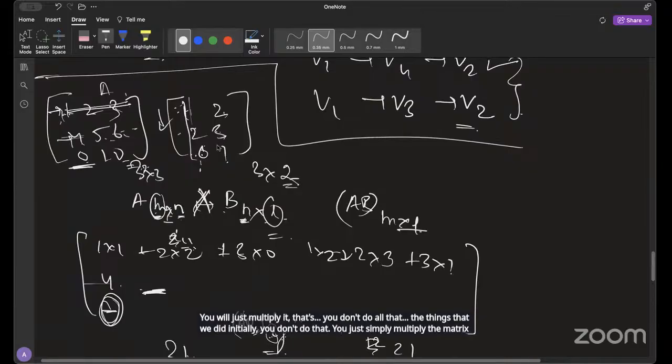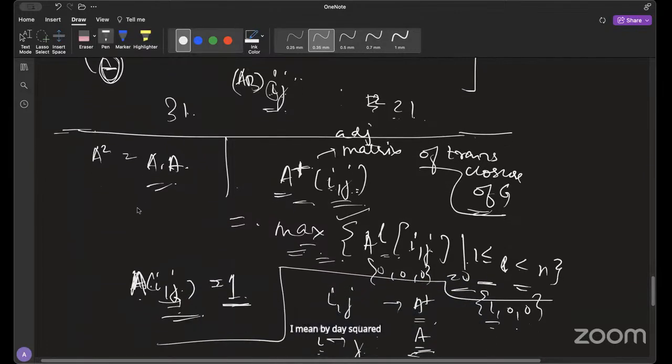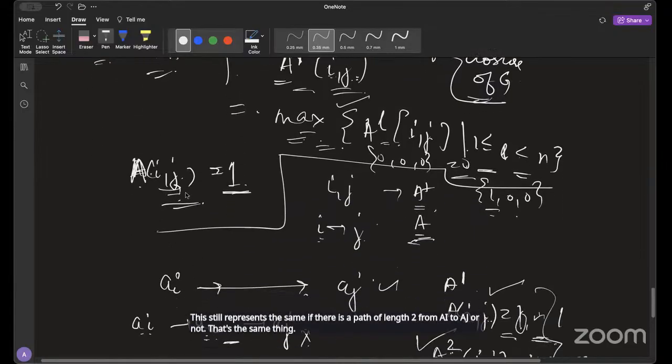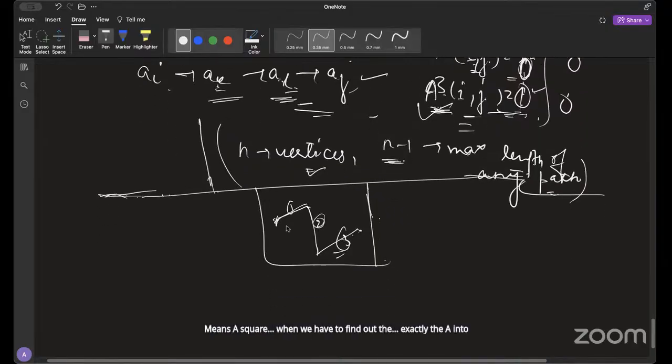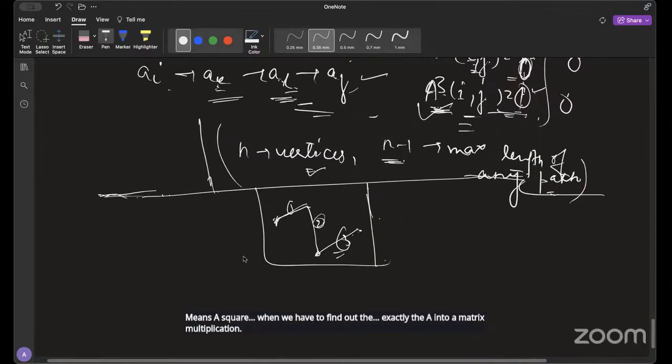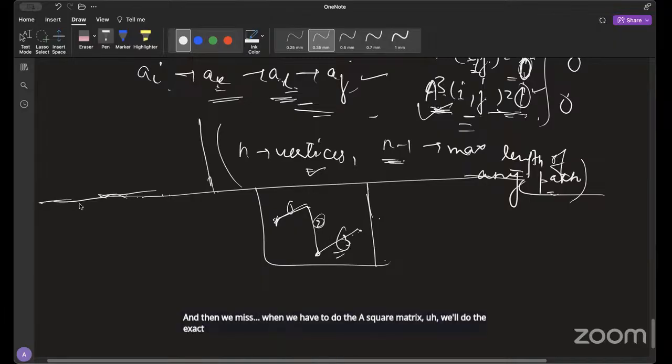So if you want to find A square, just multiply A 2 times, and you'll get A square. And that's the same thing as the A square we discussed in the beginning. This still represents the same thing: whether there is a path of length 2 from ai to aj or not. So when we have to do the A square matrix, we do the exact matrix multiplication of A cross A, right? Yes, you'll do the exact matrix multiplication.